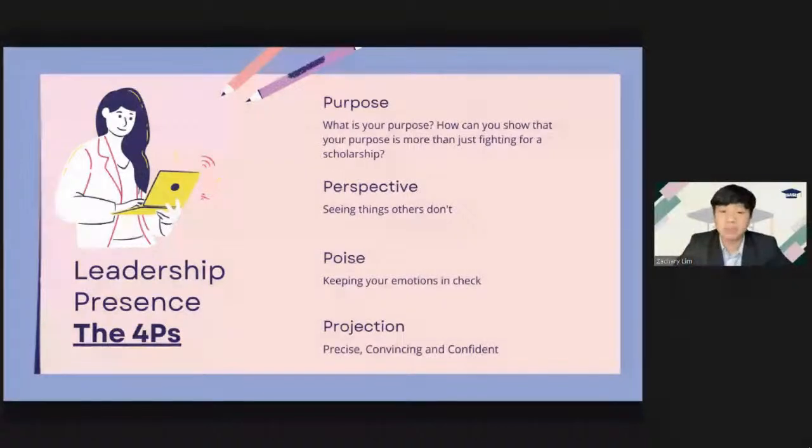So the first thing is purpose. What is your purpose? How can you show that your purpose is more than just fighting for a scholarship? Like I said earlier, reading up on current affairs and even company news is very important. This is already a first step to show your interviewer that if you are going to give me this scholarship, I can promise you that I'm going to do my best for this company.